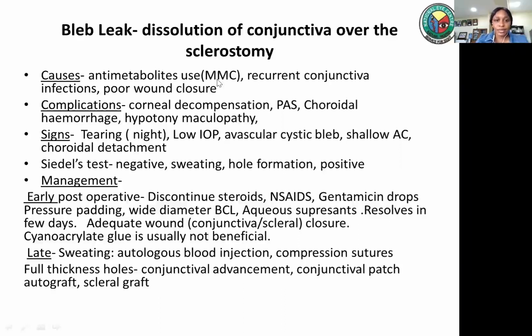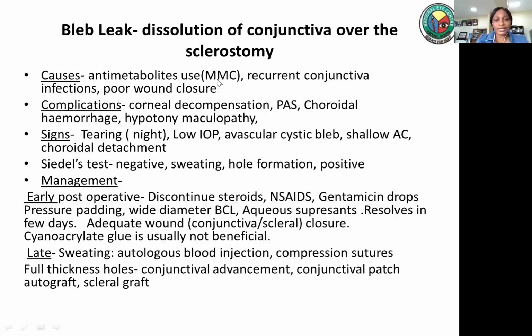Those that see may tell you, but a lot do not notice that. But when a patient comes in, pressure is low, there's an avascular cystic bleb, there's a shallow anterior chamber, and there may be choroidal detachment. When you examine, there's a negative Seidel's test. It depends actually at what stage the patient comes in.